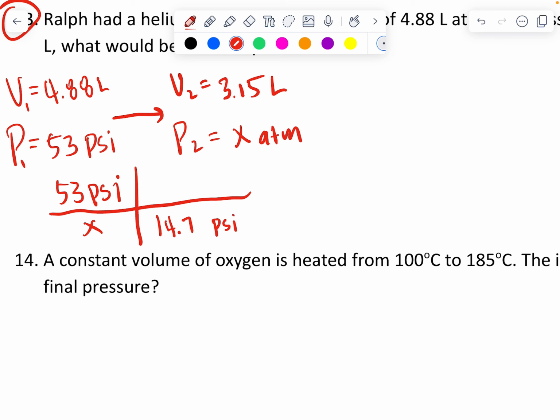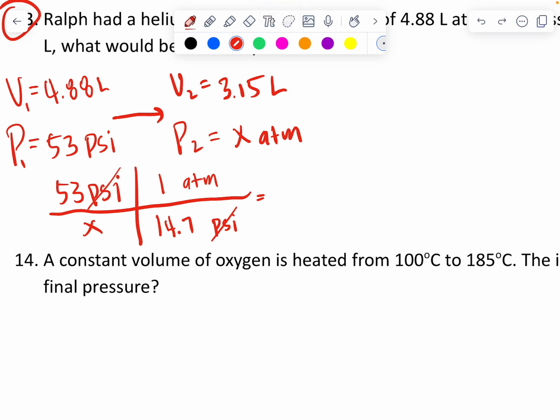14.7 PSI, 1 ATM, okay? All right, so now I have the units aligned diagonally, right? So PSI, they both go away. I'm just left with atmosphere unit, which is exactly what I want. Okay, so let's go ahead and do the math here.